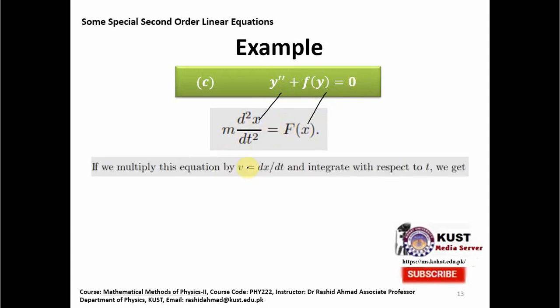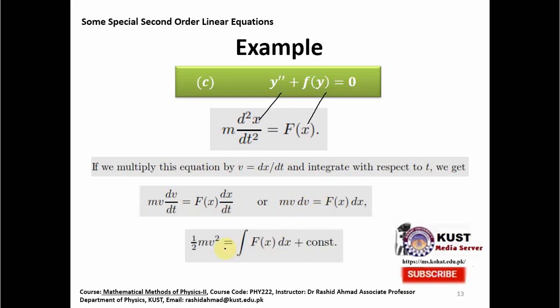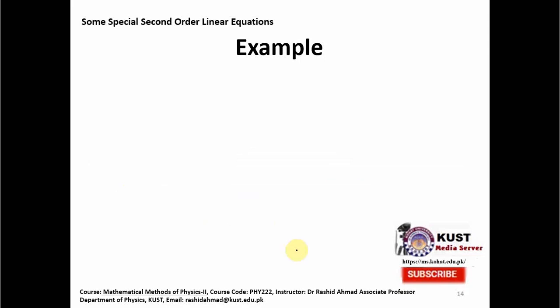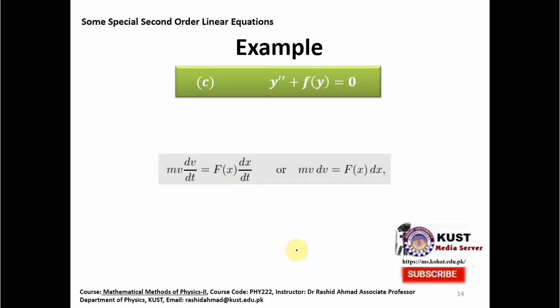And for this, if we multiply this equation by v, that is velocity dx by dt, and integrate with respect to t, we get mv dv by dt, or mv dv, equal to this thing. And after the integration, we get half mv square, the kinetic energy, plus the integral of f of x dx, equal to a constant. And then this is the final solution which we got.